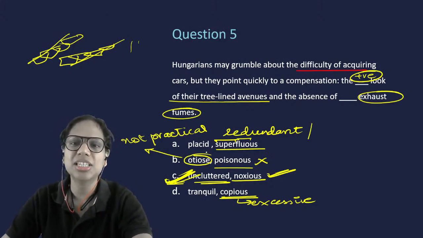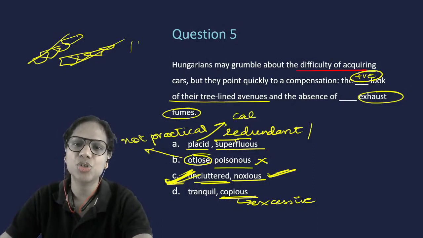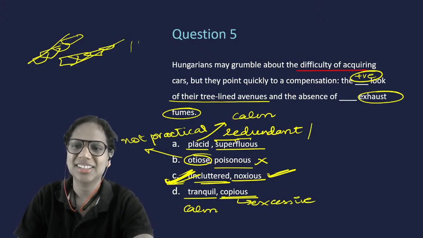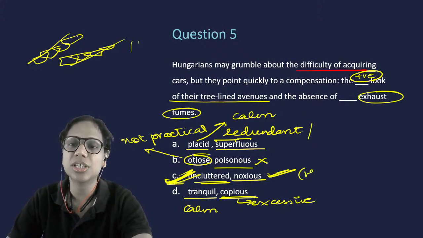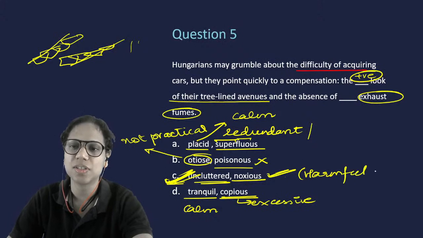Placid is again something that's calm. Placid is calm, soothing. Tranquil also means calm, composed, right? Noxious is harmful. Something that is harmful for your body is noxious.